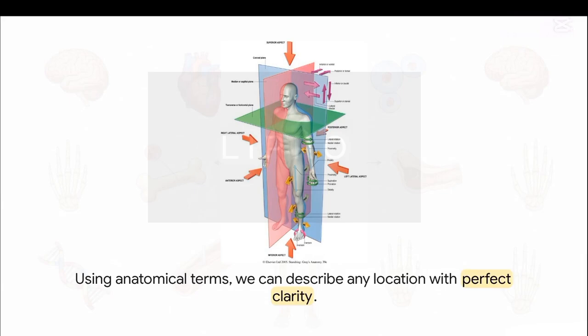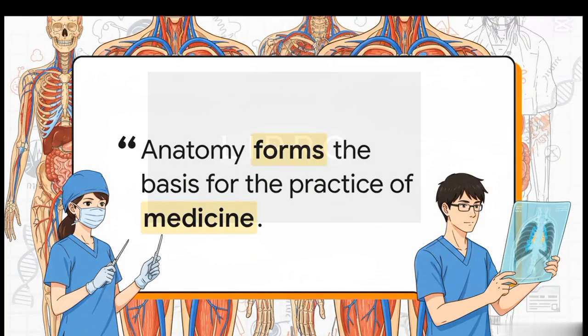Let's use the heart as an example. Instead of saying something vague like, oh, it's in the chest, we can now say with total certainty, the heart is superior to the diaphragm, it's anterior to the spine, and it's medial to the lungs. See, with just a few terms, we've completely pinpointed its exact location relative to everything around it. That's powerful. And this right here is why this language is so incredibly important.